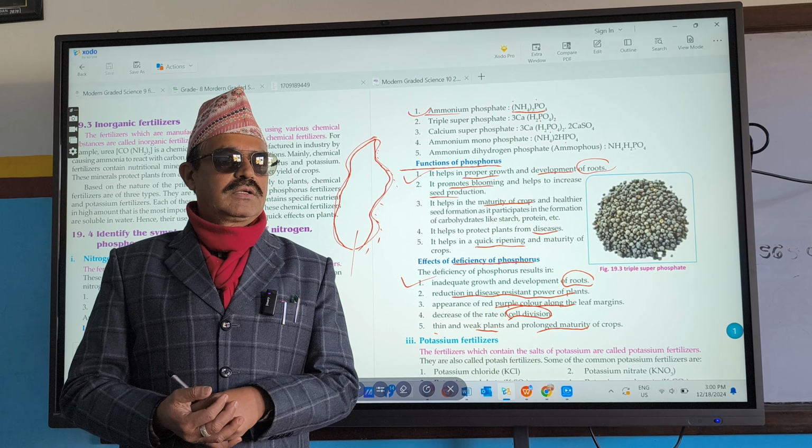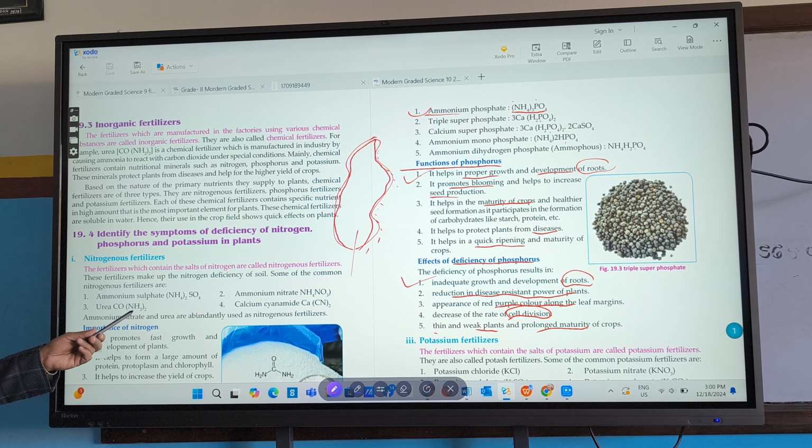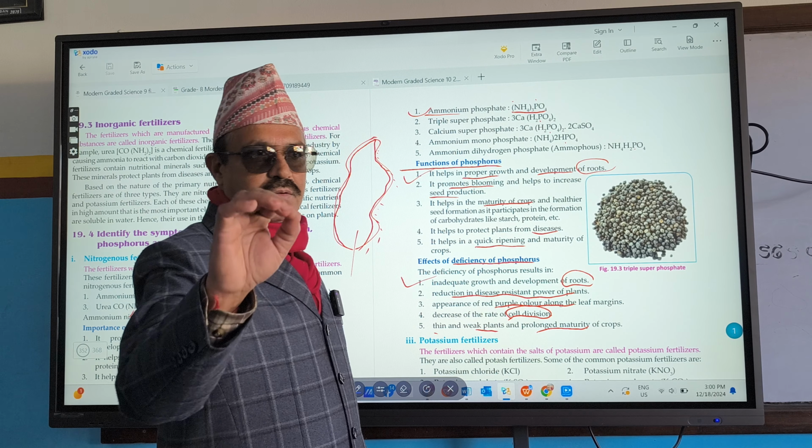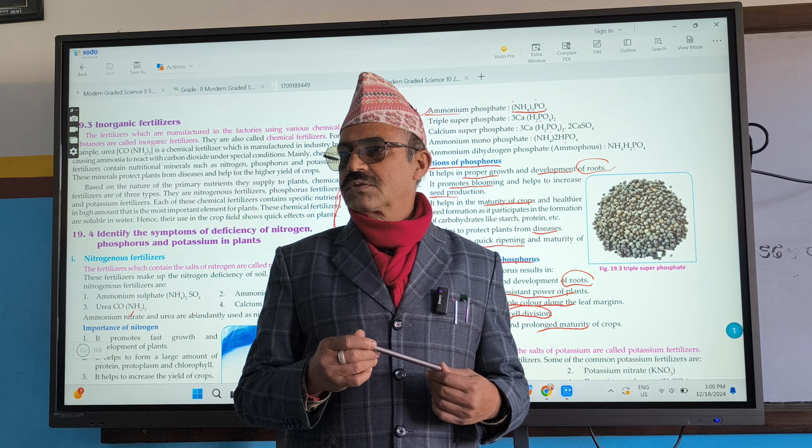These are the two fertilizers we have discussed. What are they? One is nitrogen fertilizer. Second one is phosphorus fertilizer. Okay. Now write down the questions in your rough copy.